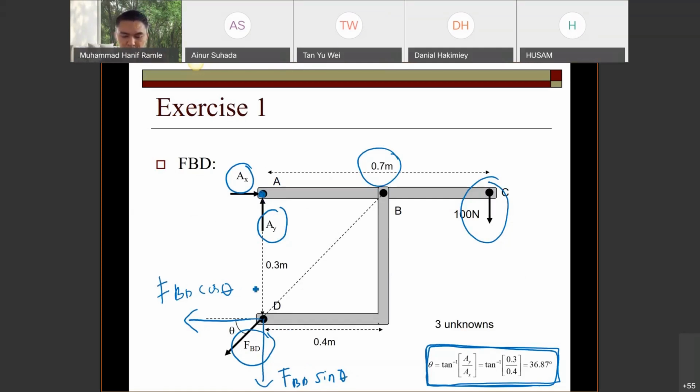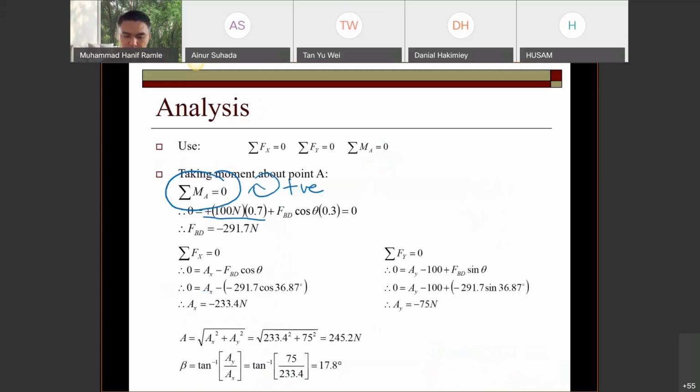So we have F_BD cos theta times the perpendicular distance, which is 0.3. F_BD cos theta times 0.3 must be equal to 0, and you will get the answer of F_BD straightforwardly. That's it.